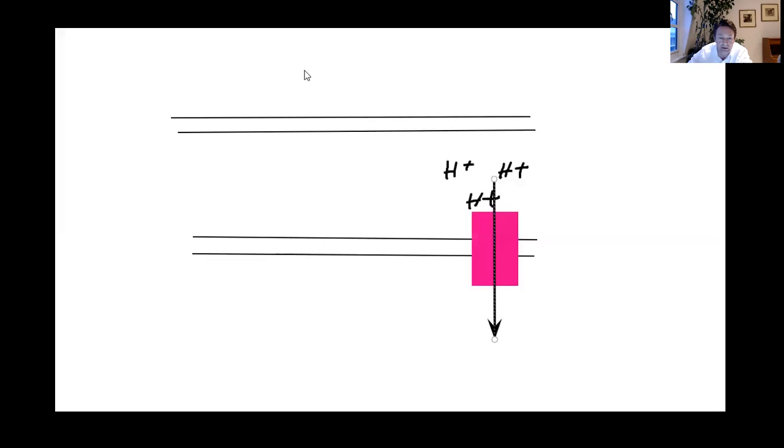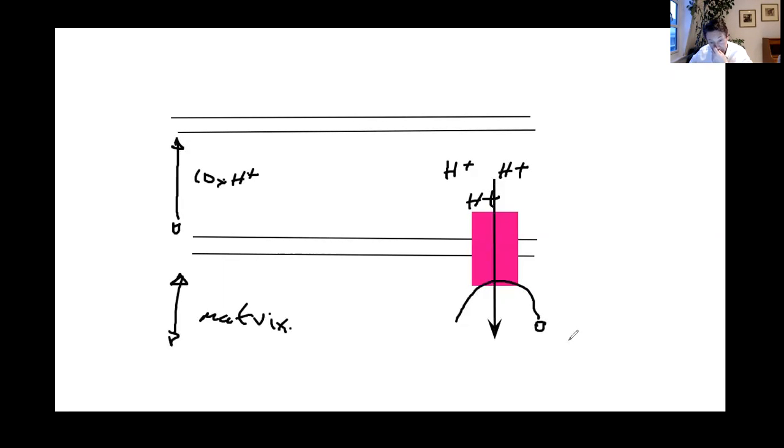Now, the pH of the intermembrane space, so this bit here is the intermembrane space, the pH is 1 pH unit lower than here, which is the mitochondrial matrix. So there are 10 times the amount of hydrogen ions here. And these hydrogen ions are flowing out through ATP synthase, and the ATP synthase rotates, and that generates ATP.